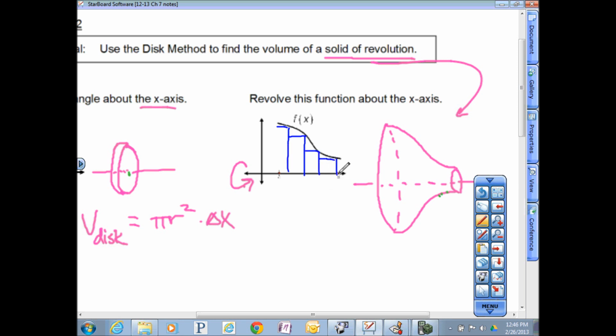Because now if I take a bunch of these blue rectangles like I made over here on the left and I revolve them, I'm going to make a figure that's going to look something like this. It's going to look something like my solid of revolution. And it's not going to be perfect, but it's going to give me an approximation. The more accurate I make it will require more rectangles.